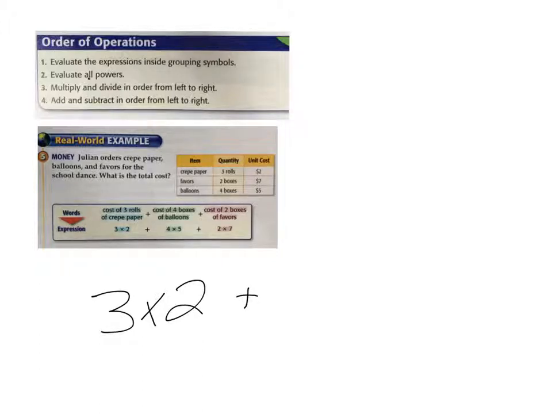We're going to come back over here, and we know that balloons are 4 boxes at $5 each. 4 times 5. Then continue on, we have she orders favors for the school dance. So 2 boxes at $7 a piece. We're going to go ahead and add that to times 7, okay?